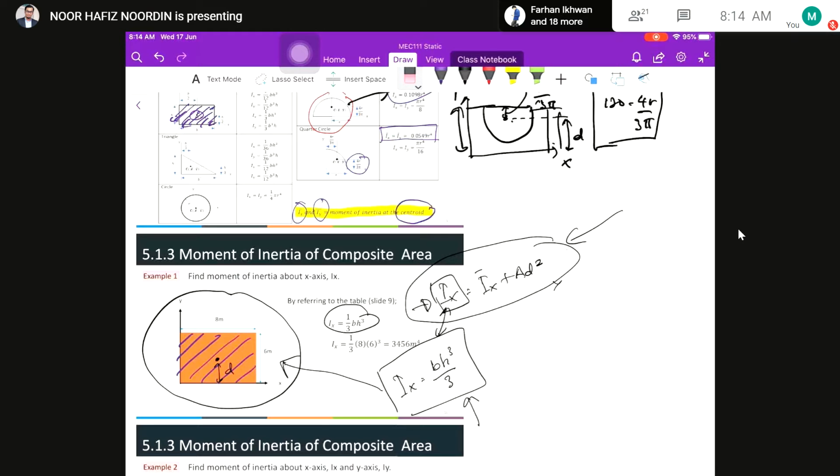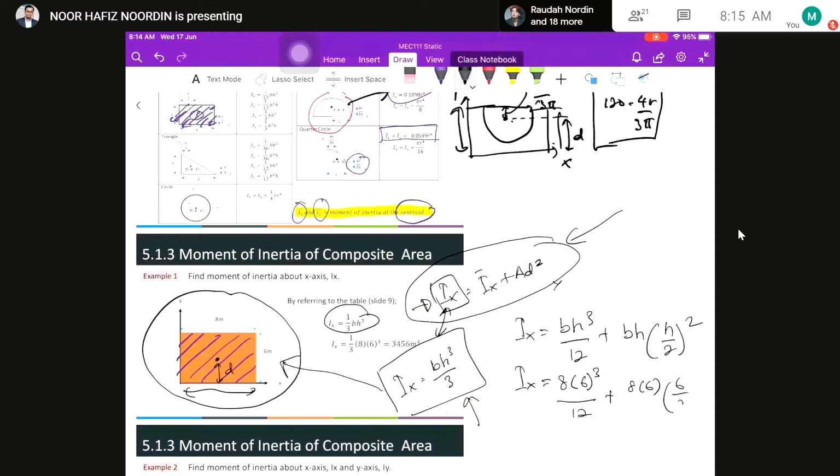We use BH power of 3. If the question uses BH power of 3 divided by 3, I want to use Ix equal to Ix bar plus AD squared. Okay. So for Ix bar the formula is BH power of 3 divided by 12 plus BH. Right? BH is area. And then H divided by 2 power of 2. So our B is base. Base is 8 meter times the height 6 power of 3 divided by 12 plus 8 times 6 and then 6 divided by 2 power of 2.